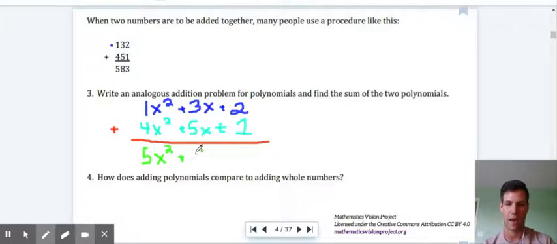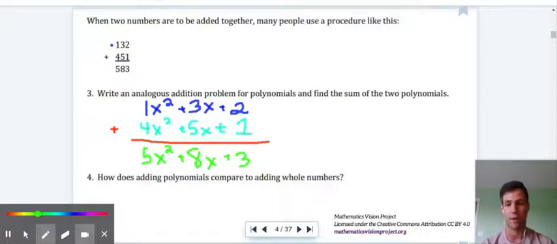And then we have an 8x, and we have a 3 as well. And that matches the 583. So we can see in answering number 4, how does adding polynomials compare to adding whole numbers? Essentially it is exactly the same. You add numbers in the hundreds place together because they're both hundreds, and you add x squareds together because those are also alike in almost the exact same way. So let's keep moving forward.